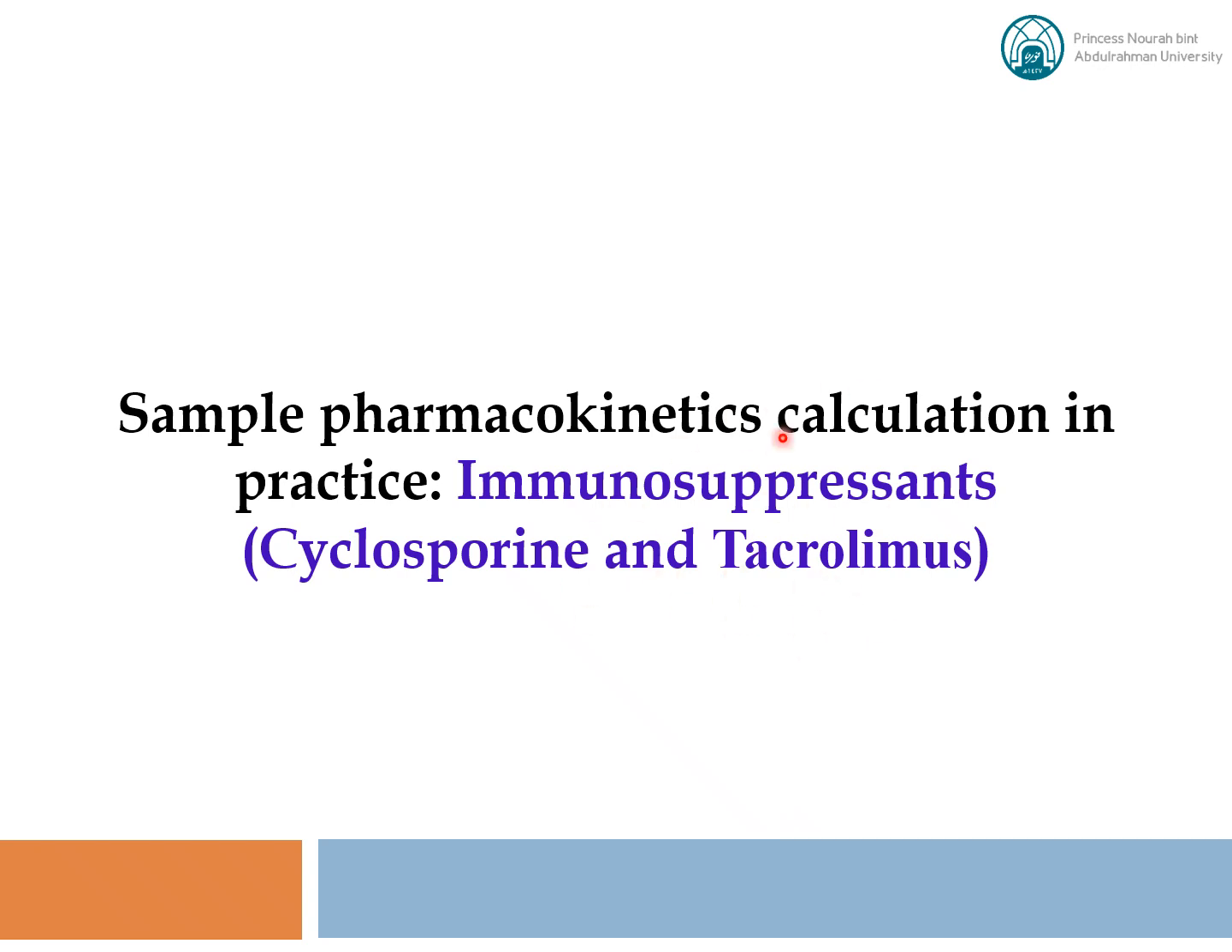What is the use of the immunosuppressants? For example, treatment in cases of organ transplantation, kidney transplantation, heart, liver transplantation, or other autoimmune diseases. We are administering immunosuppressant drugs.